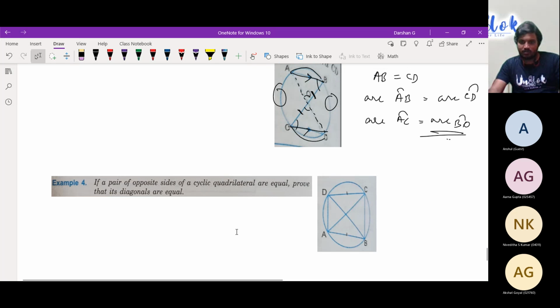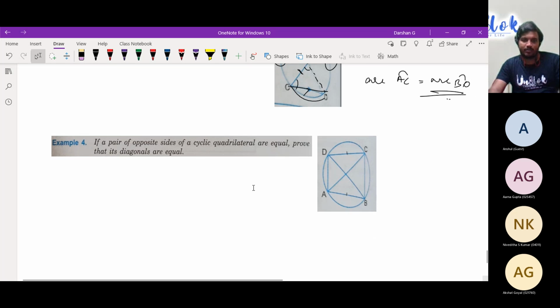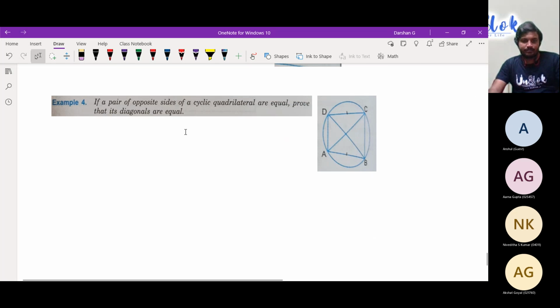Okay, I gave this question. Is it? Okay, sorry, I was talking about a different question. But anyway, you can draw this, find this question and tell me the answer. You have to prove diagonal AC is equal to BD.